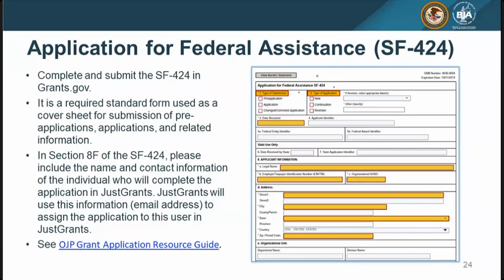The other form that is submitted in grants.gov is the application for federal assistance, or the SF424. Something we want to note here is that for Section 8F of this form, please include the name and contact information of the person who will be completing the application in JustGrants. JustGrants will use this email address to assign the application to that specified user.